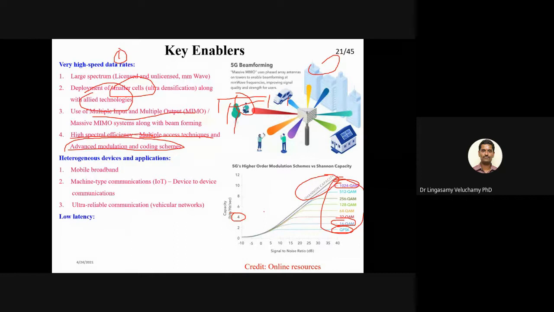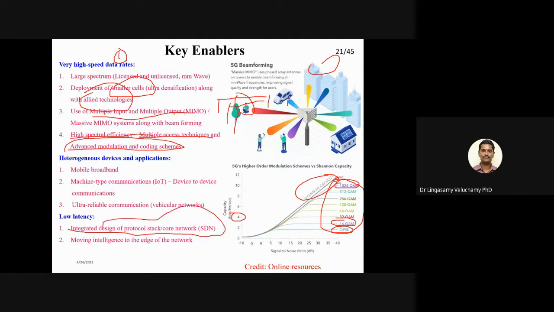Next is low latency communication. Another application is the low latency communication. So how are they achieving low latency communication? They are integrating many of the protocol stacks in the one equipment itself. Unlike in 2G, 3G, where most of the intelligence and processing happens at the core network side, here they are offloading many of the processing to the edge of the network. So at the edge of the network, they are moving intelligence so that many things are served there, enhancing the high data rates and low latency communication.